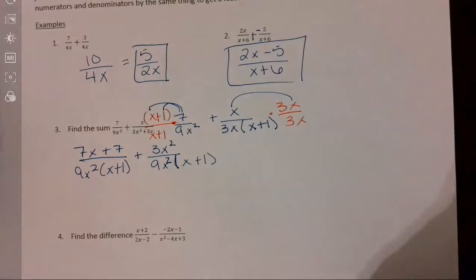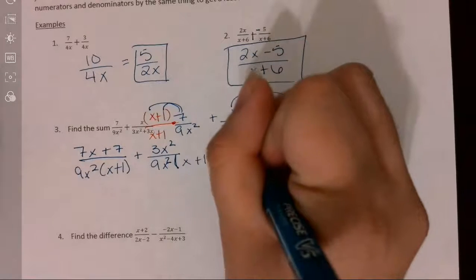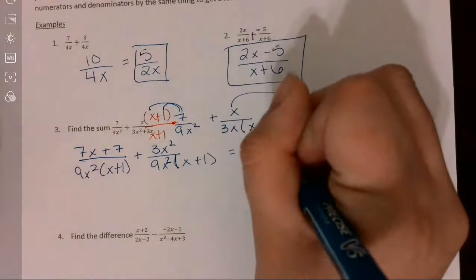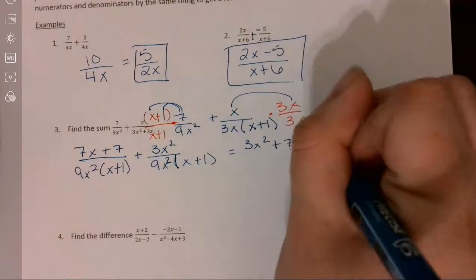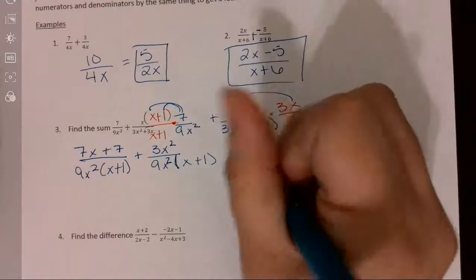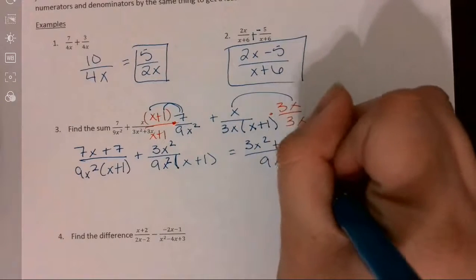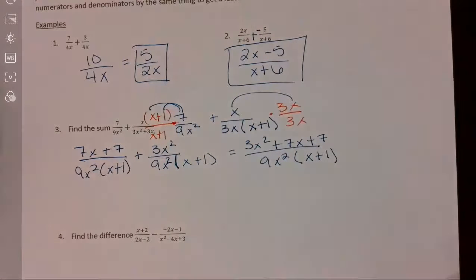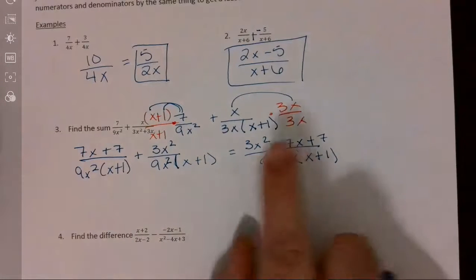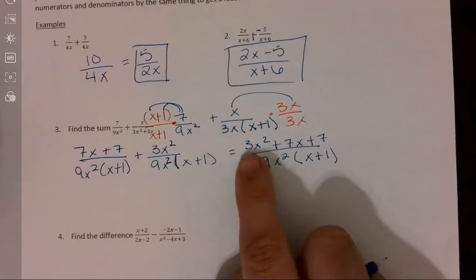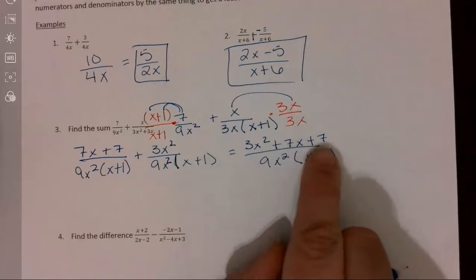Then I want to add my numerators. So I get 3x squared plus 7x plus 7 over 9x squared times x plus 1. Now I'm looking to see if I can factor this. 3x squared plus 7x plus 7 does not factor.